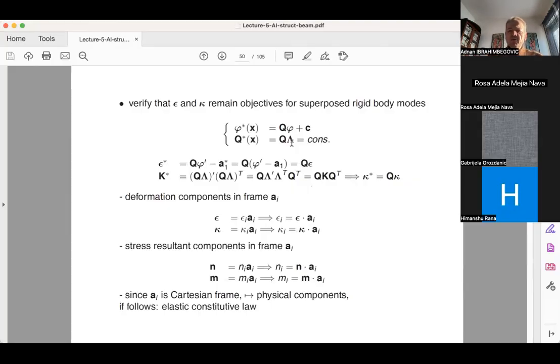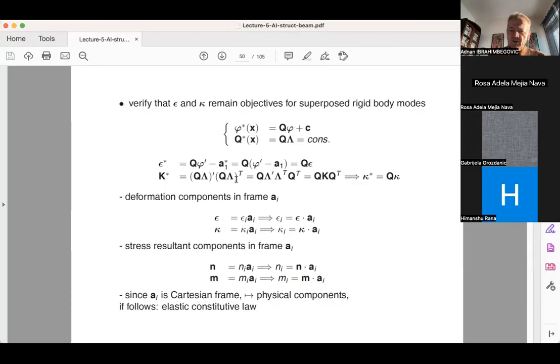So now on top of this deformed configuration, I superpose the rigid body motion, which is again given by a translation vector C and the rotation tensor Q. These two are constant. So then I compute the strain in a deformed configuration. That becomes Q times phi prime minus A1 star. A1 star is nothing but Q times A1. So that becomes Q times phi prime minus A1. So this was your strain in the deformed configuration, characterized by the configuration space of phi and lambda. And this is just a transformation of your strain, and that happens to be an objective transformation under the superposed rigid body motion.